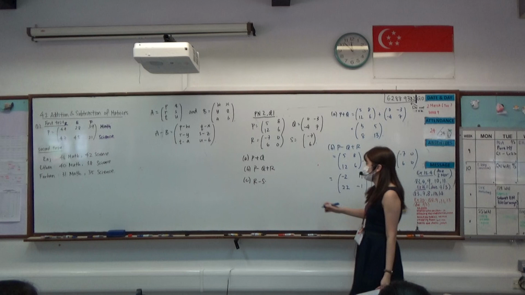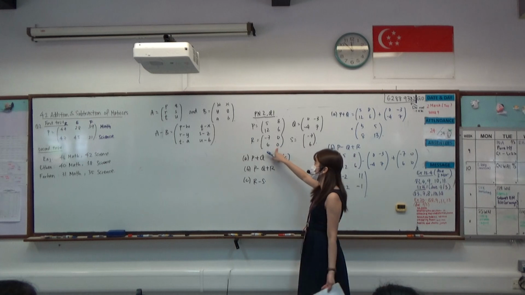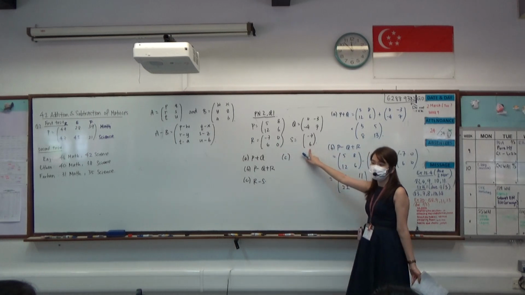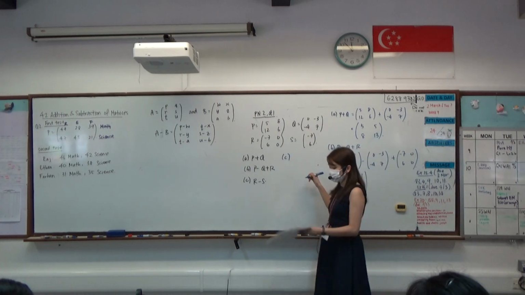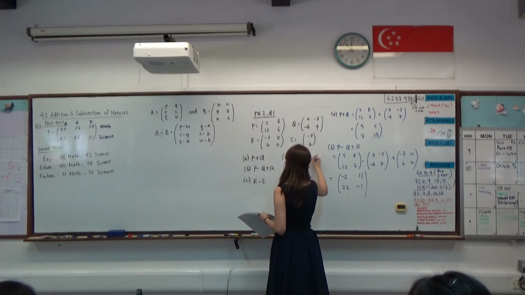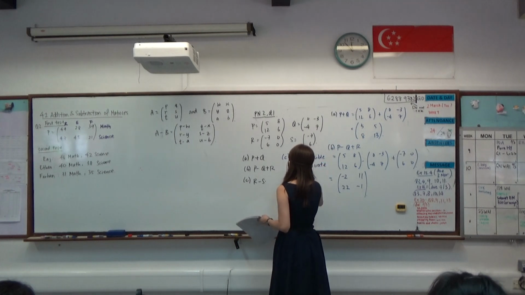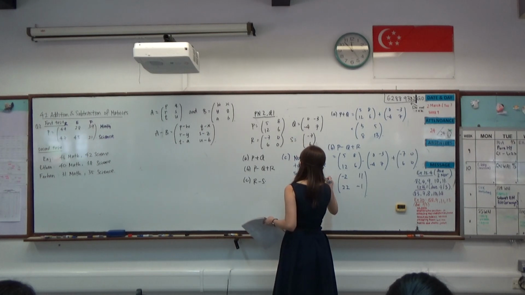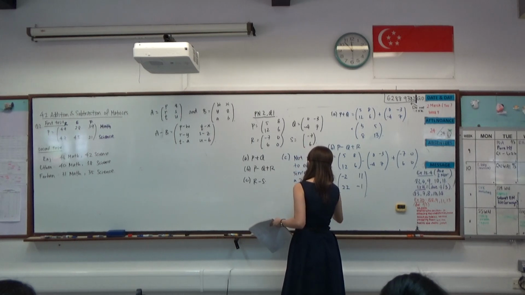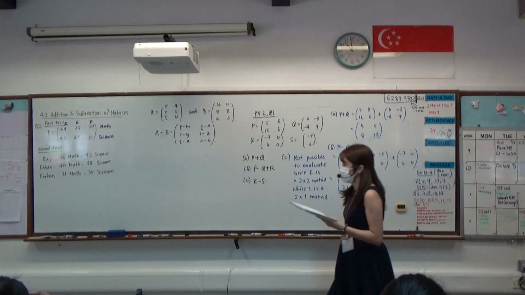And then in part C, for R minus S, that is not possible since this is a 2 by 2 matrix and this is a 2 by 1 matrix. So we cannot add matrices or subtract matrices that are of different orders. So not possible to evaluate, since R is a 2 by 2 matrix while S is a 2 by 1 matrix. I hope that you're able to get these answers. Next, we look at question 2.